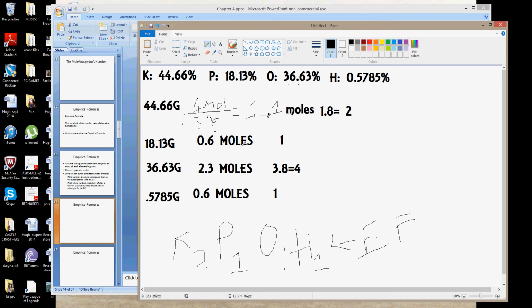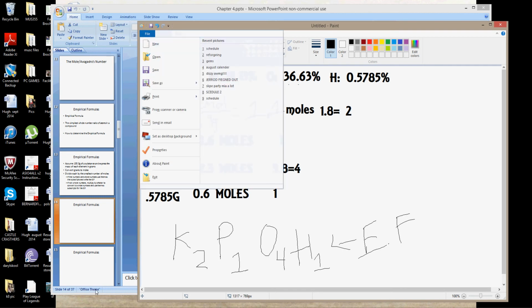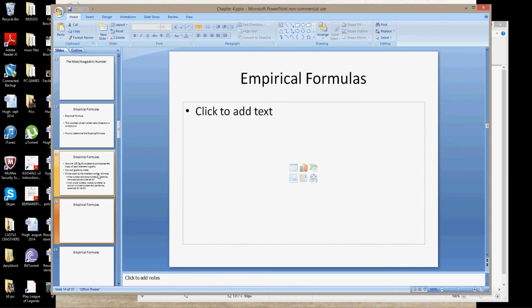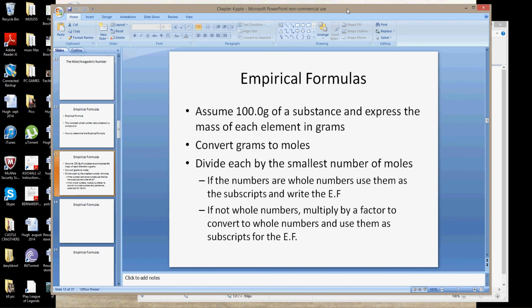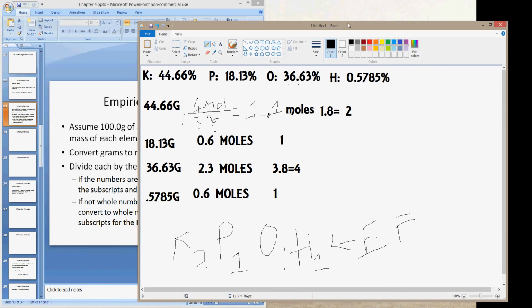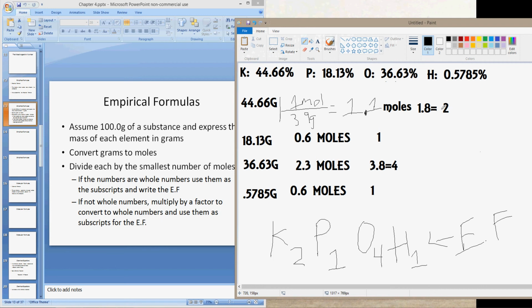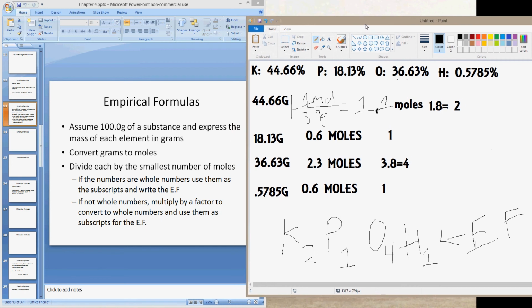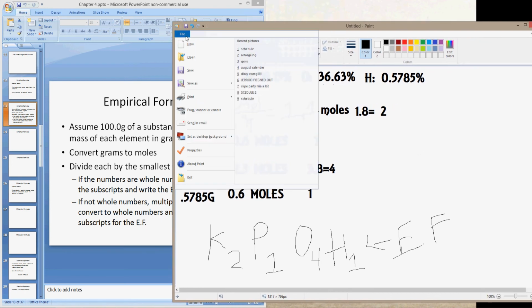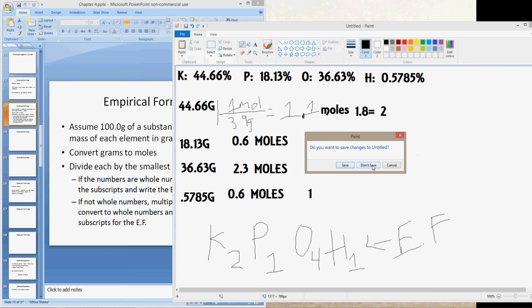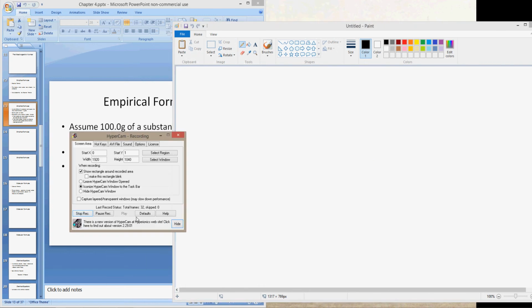You got it? Tight. And then he gives us another example of that, and then of one that's not whole numbers. See how these numbers ended up to be whole numbers? In the next example, I'll show you where they're not whole numbers.